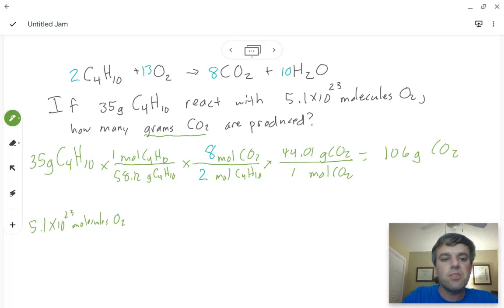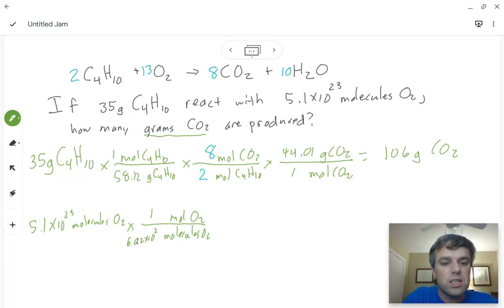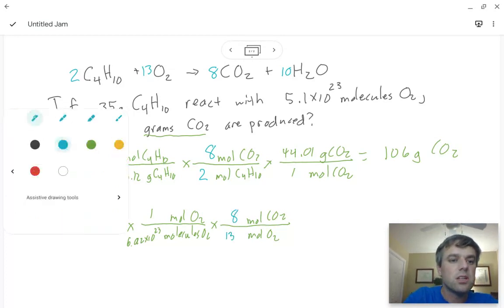Now, let's try this problem a second time with our molecules of oxygen. So we're going to go from molecules of O2 into moles of O2, because that's the first step, is get into moles, where 1 mole is 6.022 times 10 to the 23rd molecules. Then we'll do our stoichiometry step, where we go from moles of O2 to moles of CO2. And we use our 13 for the oxygen and our 8 for the CO2.